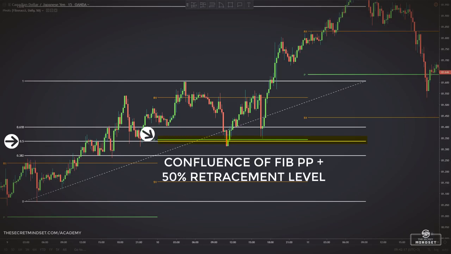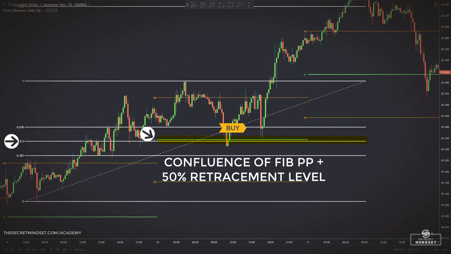There are a number of variations and potential entries for this specific strategy, from candlestick patterns, trendline breakouts, or even entries based on indicators. So we look for a confluence of Fibonacci retracement levels with the daily central pivot point, or S1 and R1 level.